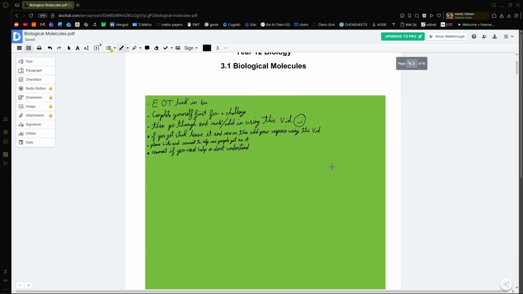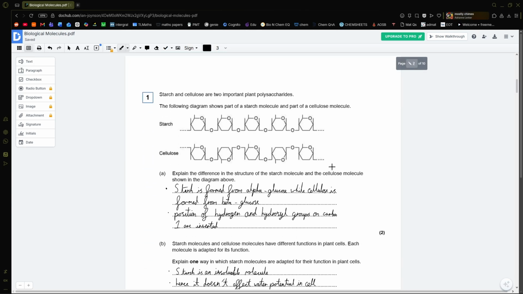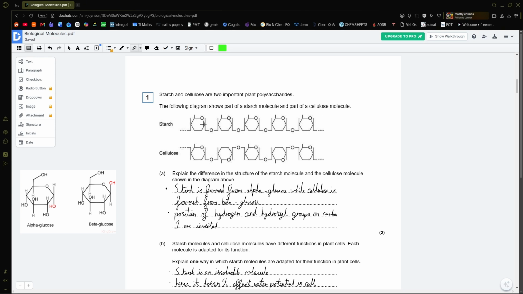Anyways, first question. Starch and cellulose are two important plant polysaccharides. The following diagram shows part of a starch molecule and part of a cellulose molecule. So you've got starch, and it's like this. Starch uses alpha glucose, which is where you have the H on top and the OH at the bottom. Between the OH here and the H from here, the glycosidic bond forms through a condensation reaction.